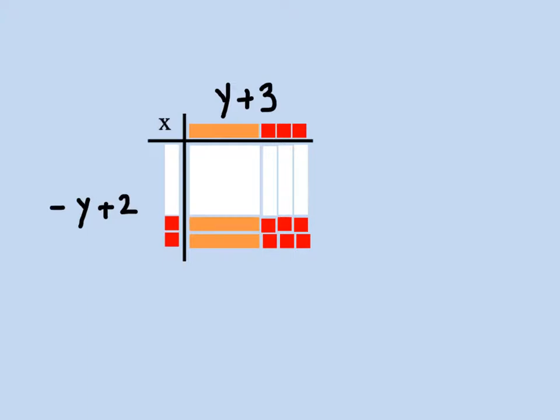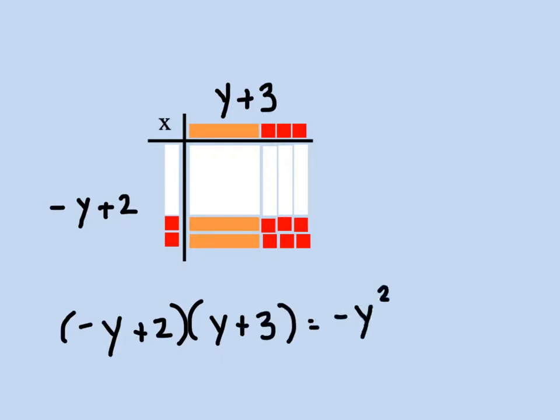This positive y made 0 with this negative y. And that's why when we wrote the equation for this example, the negative y plus 2 multiplied by y plus 3 was equal to negative y squared subtract y plus 6.